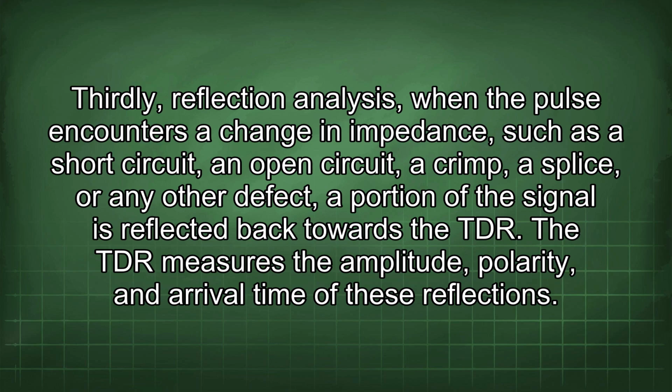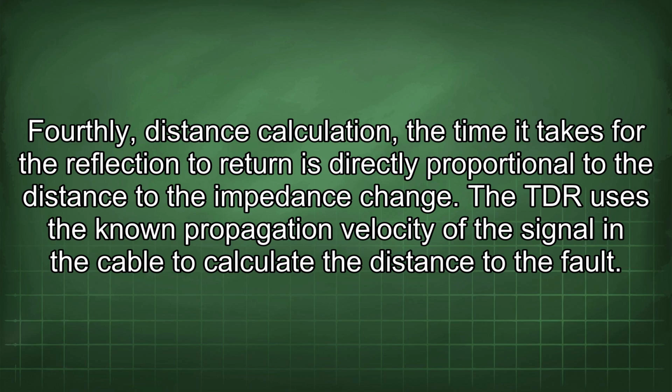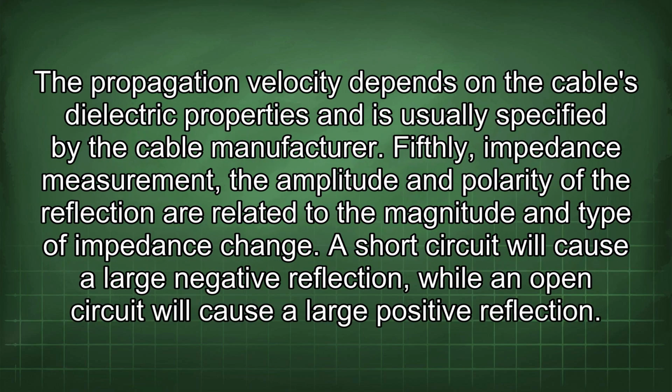Thirdly, reflection analysis. When the pulse encounters a change in impedance such as a short circuit, an open circuit, a crimp, a splice, or any other defect, a portion of the signal is reflected back towards the TDR. The TDR measures the amplitude, polarity, and arrival time of these reflections. Fourthly, distance calculation. The time it takes for the reflection to return is directly proportional to the distance to the impedance change. TDR uses the known propagation velocity of the signal in the cable to calculate the distance to the fault. The propagation velocity depends on the cable's dielectric properties and is usually specified by the cable manufacturer.